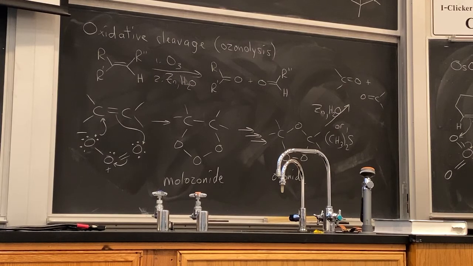Okay? So it's important to know the reagents we use, ozone in the first step, one of these two reagents in the second step, and it's important to know the mechanism. This is, again, a cycloaddition. So it would be a syn addition, but obviously you can't see that in the products because we've cleaved the sigma bond by the time we get to the products. Okay?